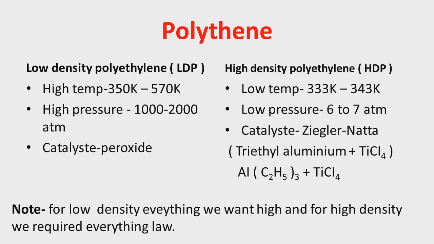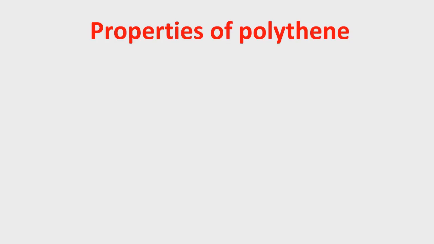Here we can explain LDPE and HDPE in another way also. LDPE is obtained by polymerization of ethylene at high temperature and high pressure in the presence of peroxide as a catalyst, whereas HDPE is obtained by polymerization of ethylene at low temperature and low pressure in the presence of Ziegler-Natta as a catalyst. Now we will see properties of polythene.